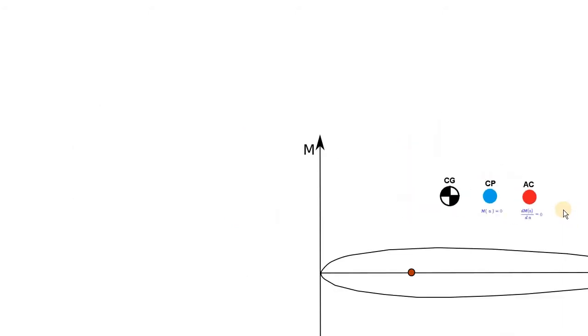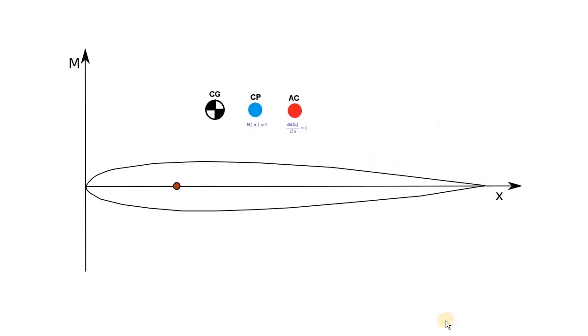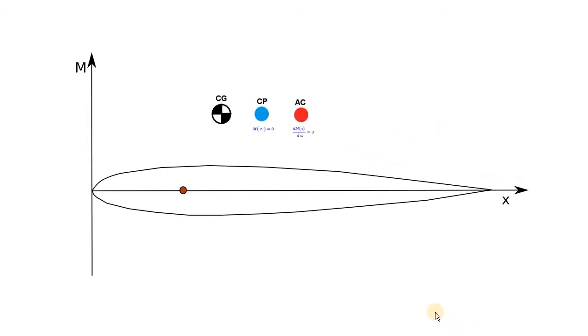Okay, so how are those points placed on the wing? Usually the center of pressure is placed close to the quarter of the chord line. It can be placed ahead of the quarter of the chord, maybe behind, maybe exactly at the position of the quarter of the chord. But let's place it here in this position for now.